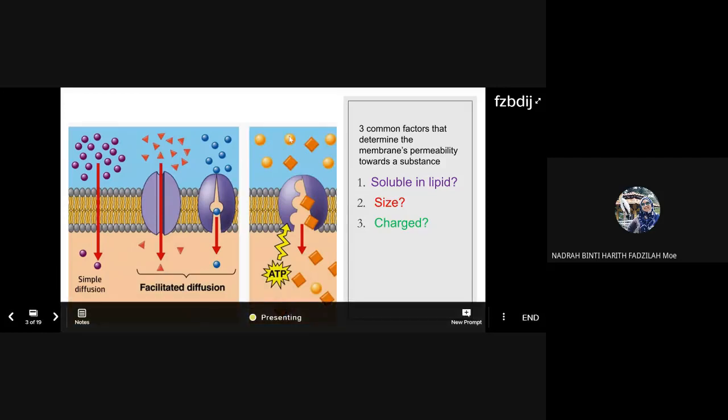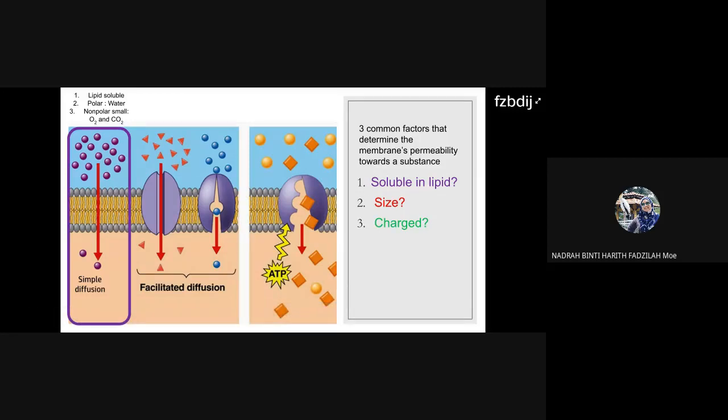Number 1 is whether it is soluble in lipid or not. If it's soluble in lipid, it can dissolve in lipid. It can diffuse across phospholipid bilayer. Okay, so purple characteristic, purple box, seperti dalam Google Meet ni ya. So if it is lipid soluble, it can diffuse across plasma membrane. Substances that are lipid soluble such as fatty acid, glycerol, vitamin A, D, E, K, and steroid compounds.